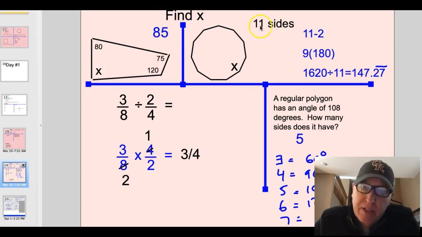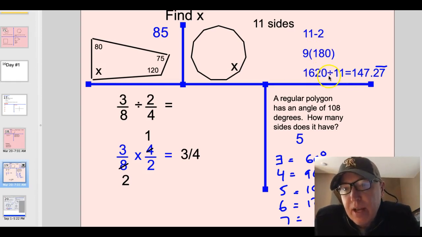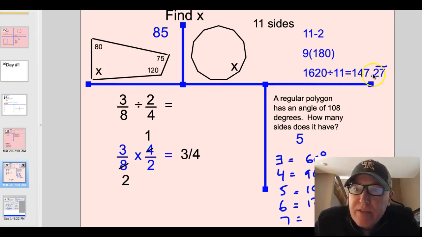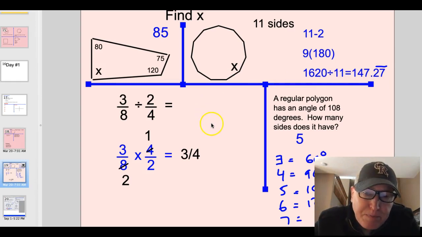This one here has 11 sides. It's a regular polygon, so 11 sides minus 2 gives me 9. And I can take that times 180. So in other words, if I were to divide this up, I could make 9 triangles. That's why we're doing that. Just shortcut it by doing 11 minus 2. 9 times 180 is 1620 degrees. We'll divide that by 11. We have 147.27 repeating degrees.